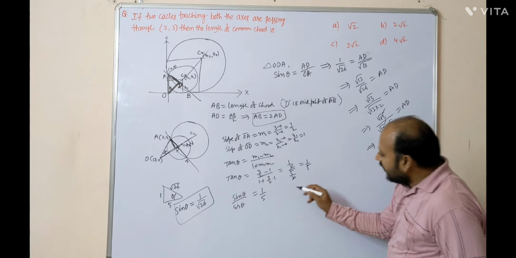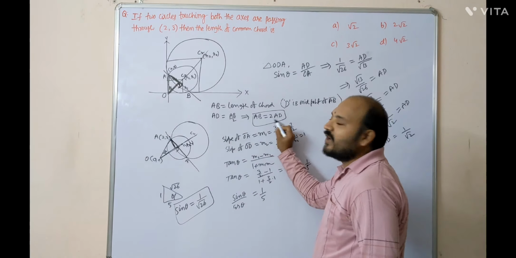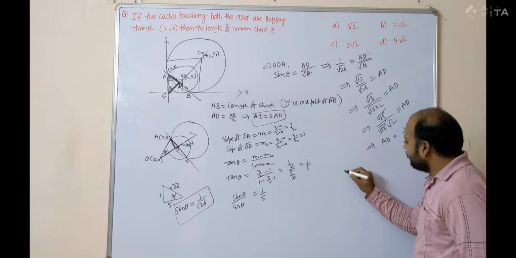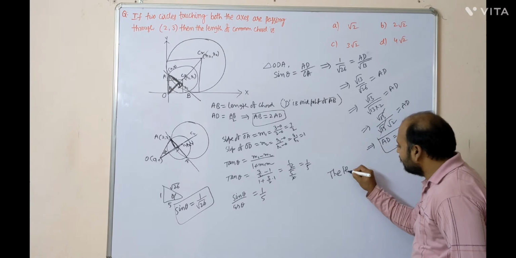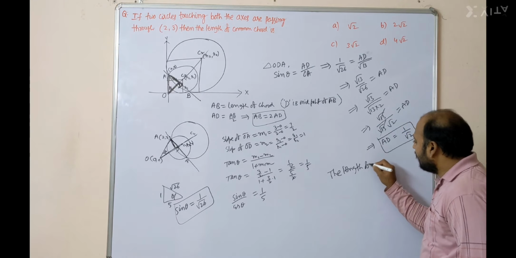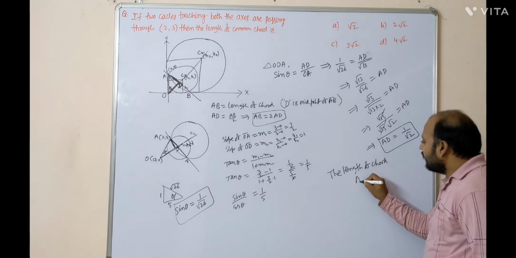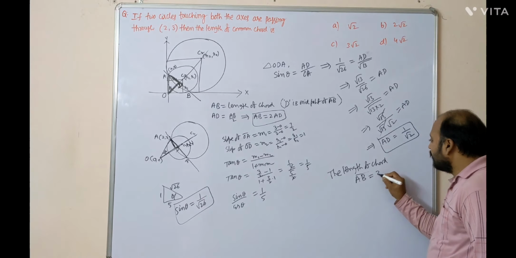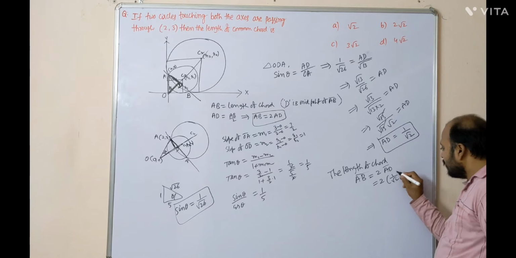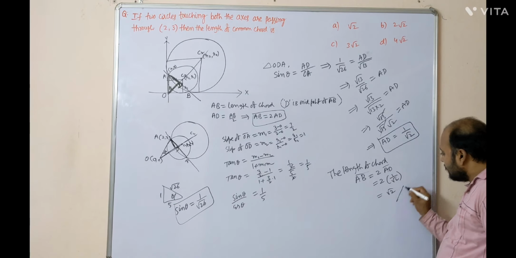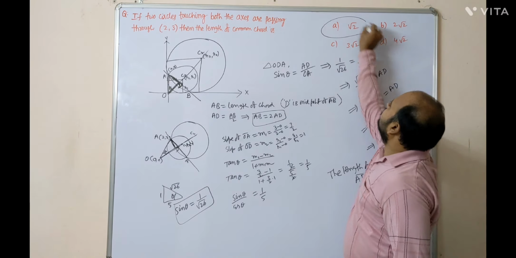So AB is equal to 2AD now. So the length of chord AB is equal to 2 times AD, so 2 times 1 by root 2. The root 2 will be cancelled. So the length is root 2. It is there in the first option.